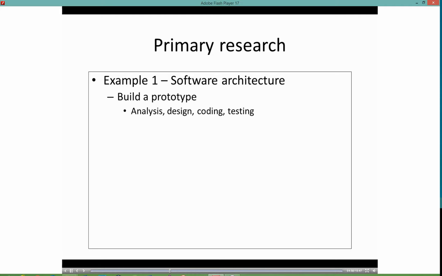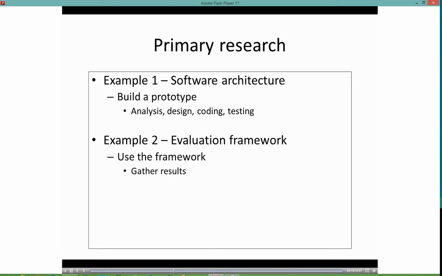This would involve the normal software development process of analysis, design, implementation, and testing. The order in which you perform these activities will depend upon the software development lifecycle you have elected to use. If you have proposed a framework for the evaluation of widgets, then you could implement the framework by using it to evaluate a number of widgets. This means you would have to select the widgets that you want to evaluate, use the framework to get some results, and then critically review the results to deduce the effectiveness of your framework.